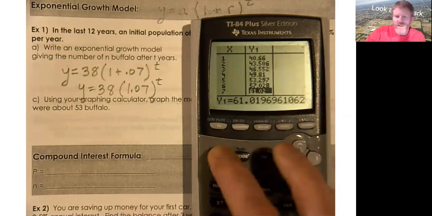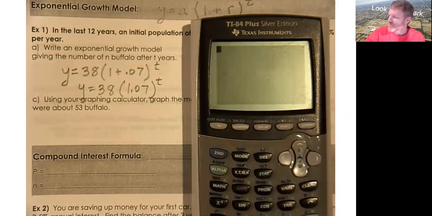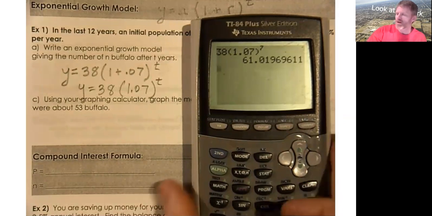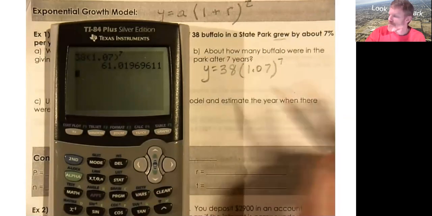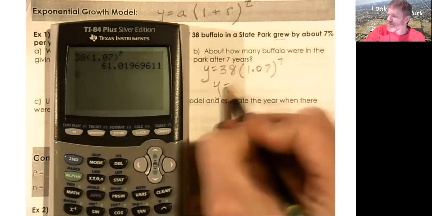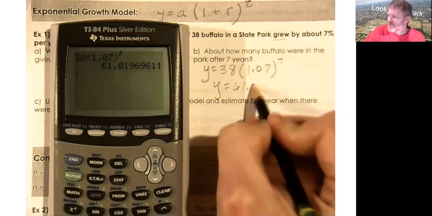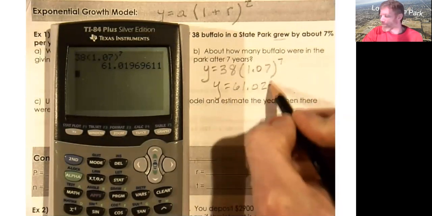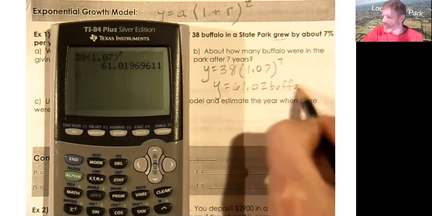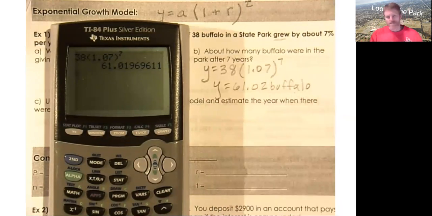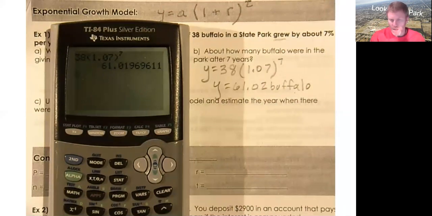You could also get your calculation by saying 38, 1.07 to the 7th power gives us our 61.02. So we have about 62 or 61 buffalo.